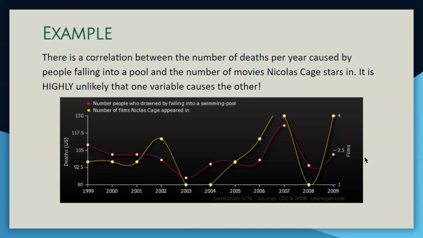But if we look at the number of people who drown by falling in pools and the number of movies that Nicolas Cage appeared in, those 2 variables change together. As the yellow line goes up, that purple line also tends to go up. As the yellow line goes down, the purple line tends to go down. We see peaks in the same place. We see valleys in the same place. But again, pretty sure that one of those things is not causing the other. This is an example of correlation without causation, and it occurs a lot.